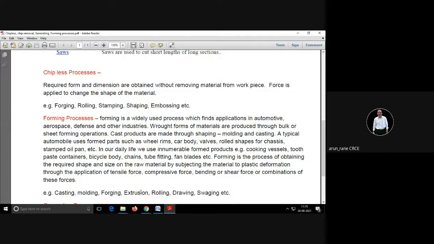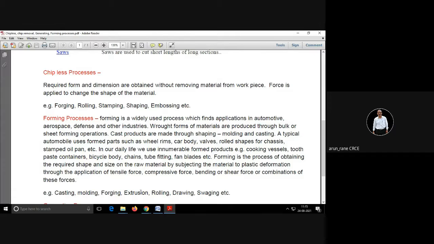Like you go for a toothbrush and what you do? You take a toothpaste, and we squeeze the toothpaste. Okay, and then you get a paste, isn't it? So what is that process? That process is nothing but extrusion. You are extruding the paste.